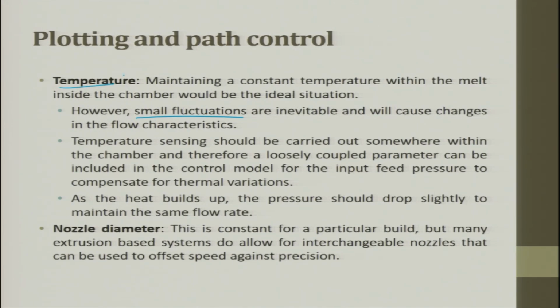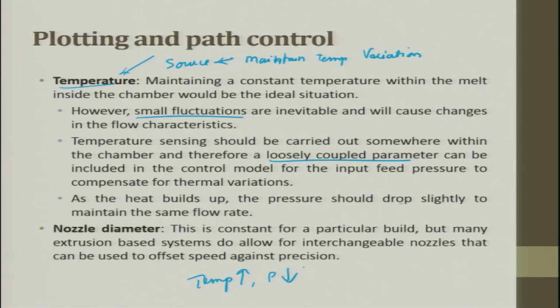So, basically what we are trying to do is add one more source which tries to maintain temperature variation. Okay. So, we add a coupler or we add one more sink, whatever it is, or we add one more source to make sure of this. As the heat builds up, the pressure should drop slightly. So, P should drop slightly to maintain the constant flow, because if you give more pressure, more flow rate will be there. So, you have to have a trade off.